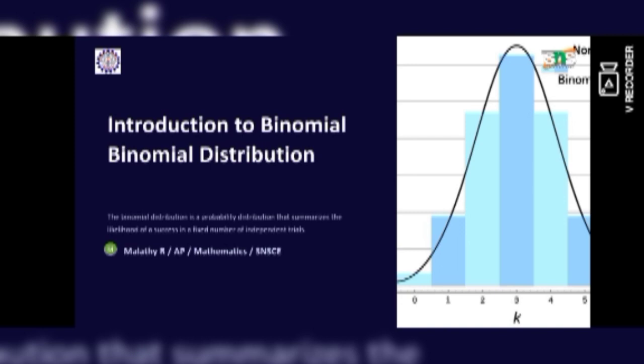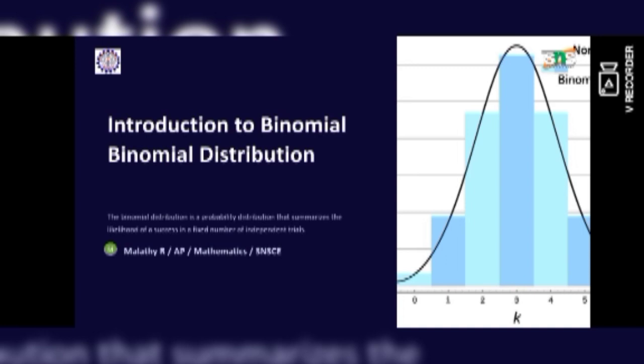This is our 7th chapter in our first unit, that is probability and random variable. In this we are going to see an introduction to binomial distribution. So binomial distribution is a probability distribution that summarizes the likelihood of a success in a fixed number of independent trials. That is the meaning.